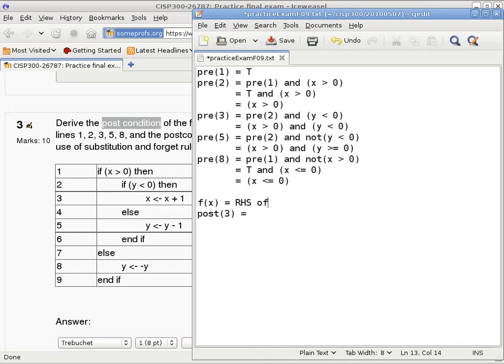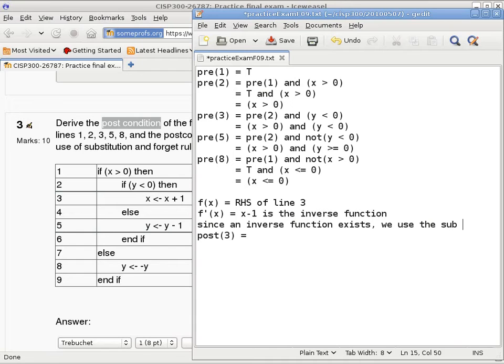And since an inverse function exists, we use the substitution rule. So after that explanation, we can say post 3 is based on the substitution of pre 3. We take all the occurrences of x and replace all of that with the inverse function applied to x. And after that, it's just a matter of expanding all these things. So pre 3 is this expression. Let's put it here. X is x.